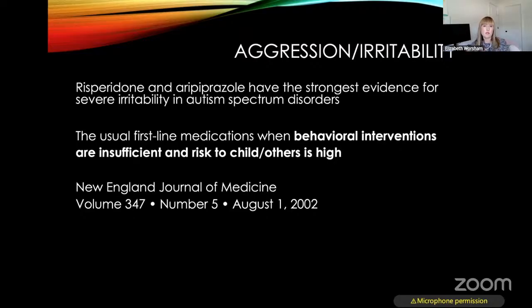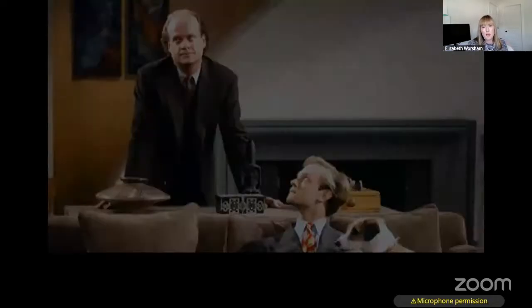So a take-home message with this: Risperidone and Abilify have the strongest evidence for severe irritability in autism spectrum disorders. The usual first-line medications are these when behavioral interventions are insufficient and the risk to the child and others is high. Behavioral interventions are always first and always need to stick with medicines, but it's reasonable to consider medication if it's going to improve quality of life or even give safety to a person and others. So now it is time for Q&A.